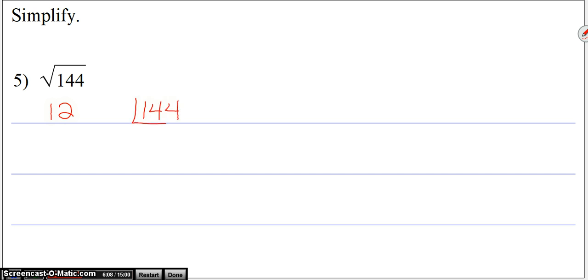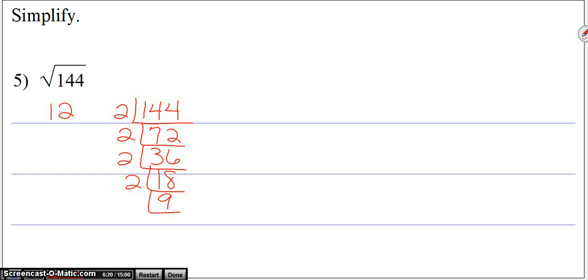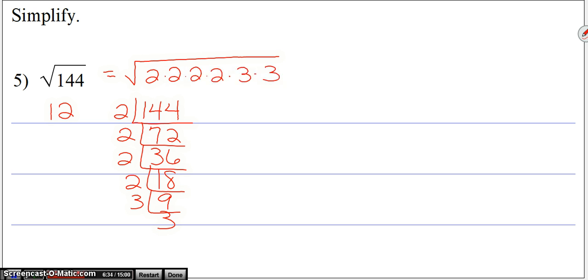method still works. 2 goes into 144 72 times, 2 goes into 72 36 times, 2 goes into 36 18 times, 2 goes into 18 9 times, 3 goes into 9 3 times, 3's prime, you know you're done. So the square root of 144 is 4 2's and 2 3's.